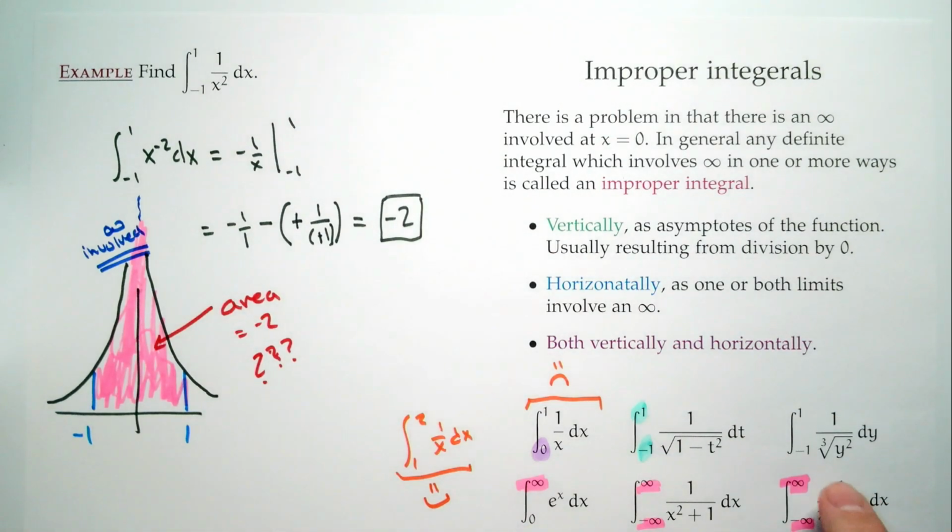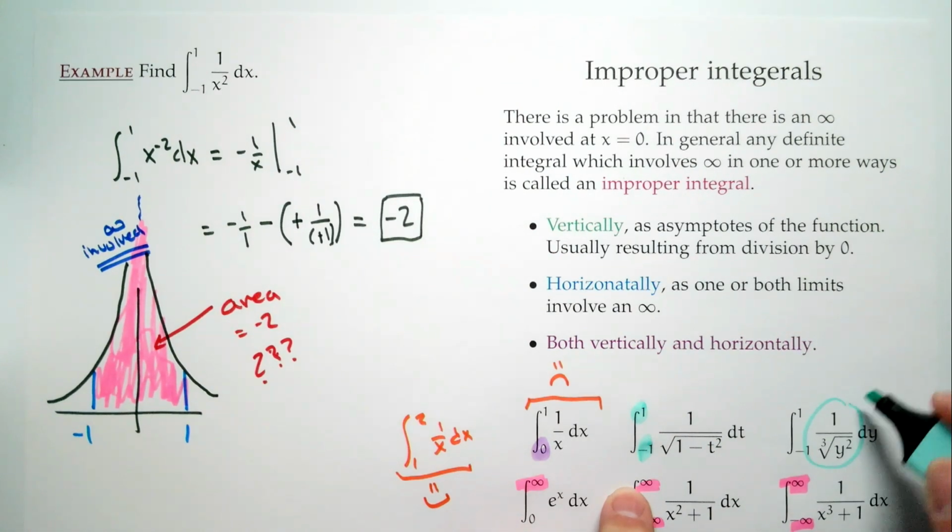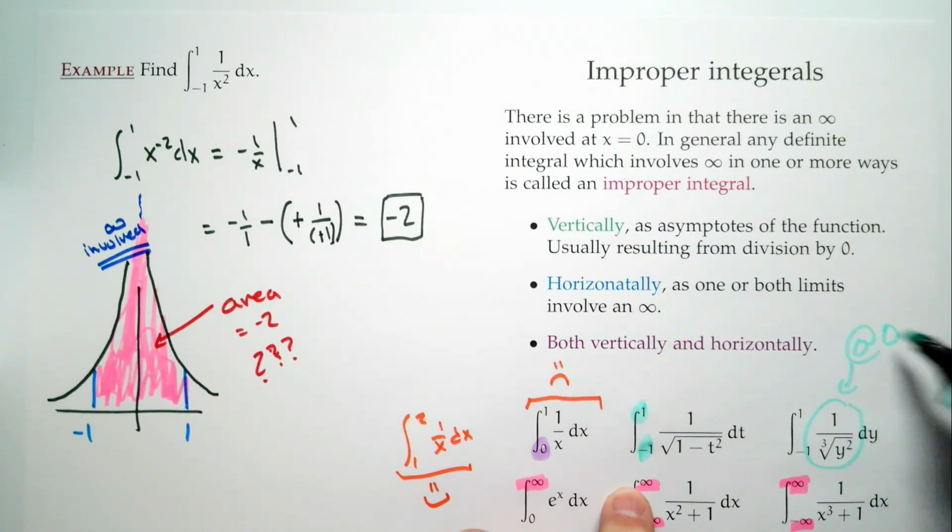How about 1 over the cubed root of y squared? It has a problem at 0. So sometimes your problems are going to be at the endpoints. Here, this is a problem at 0. So you have to be careful. It's not always going to be at your endpoints.